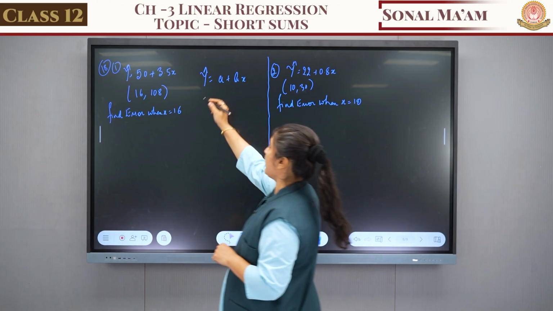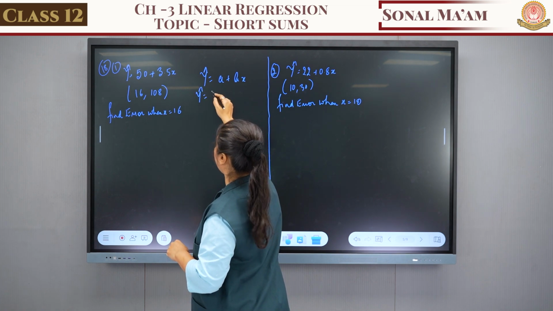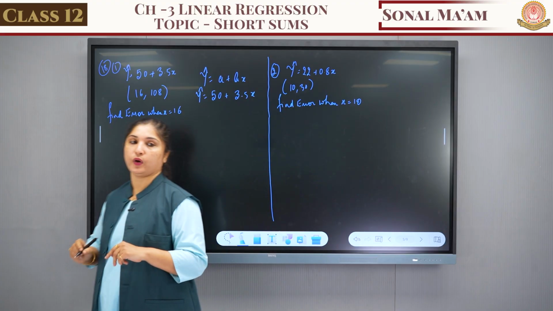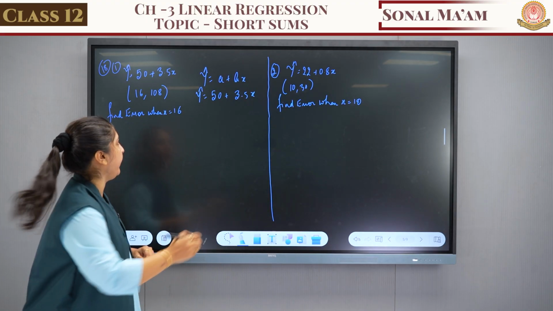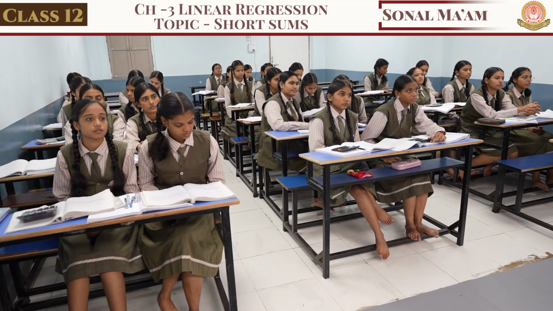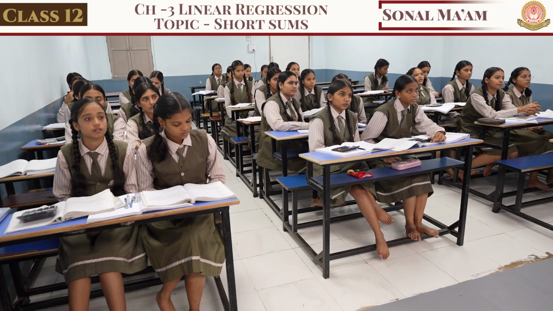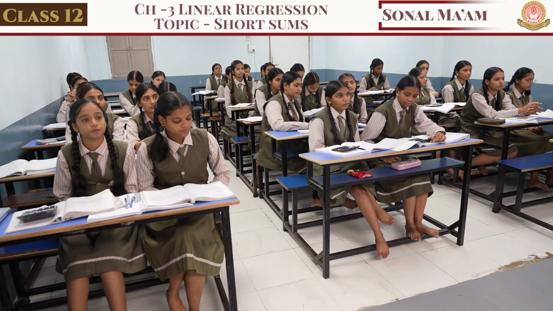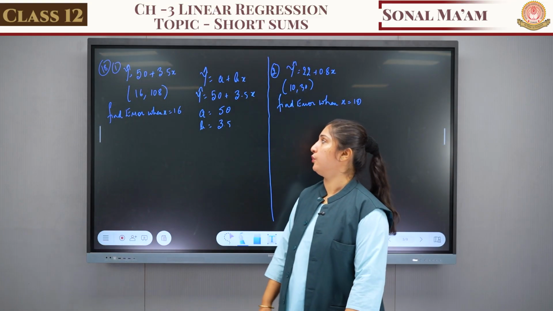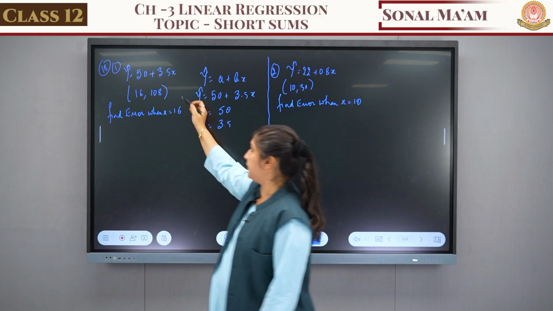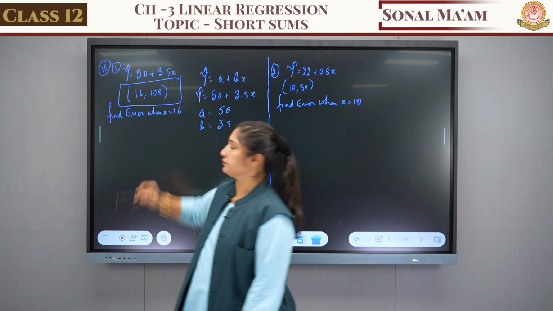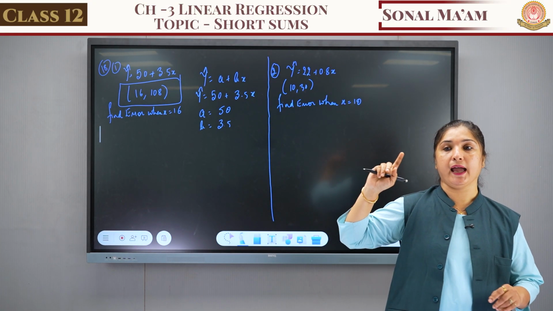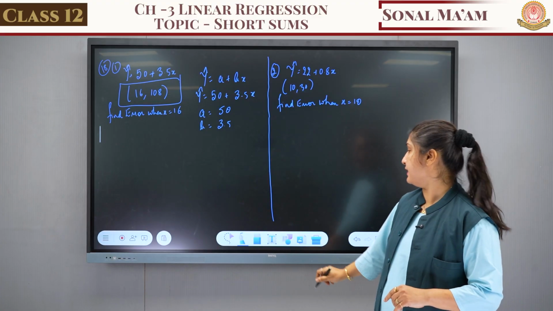The equation that is given to you is y cap is equal to 50 plus 3.5x. Now you can easily correlate. What is the value of a? The value of a is 50. What is the value of b? The value of b is 3.5. One more piece of information is given to you, written in the bracket: 16 and 108.